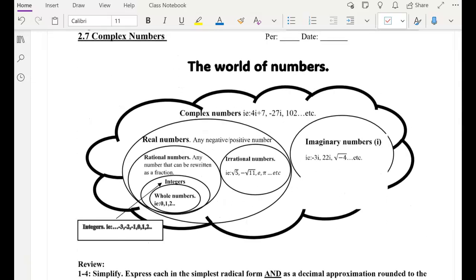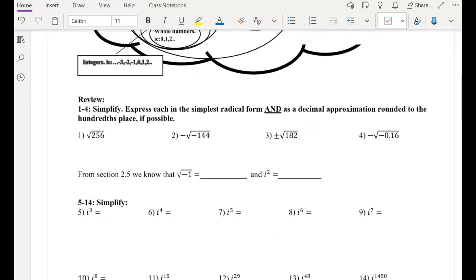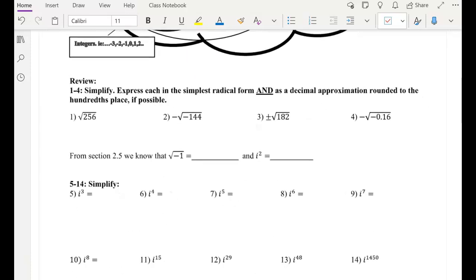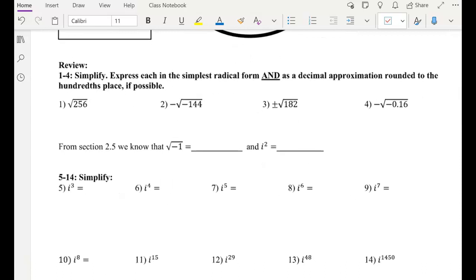We are going to study complex numbers today. This is sort of a revisit of what we started with imaginary numbers, okay? Complex numbers, students, are the largest set of numbers that you will be studying in this class. So that includes everything. But first, let's review some of the skills we have already studied in a prior section, okay?